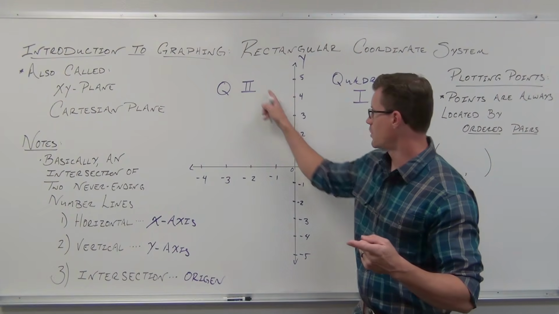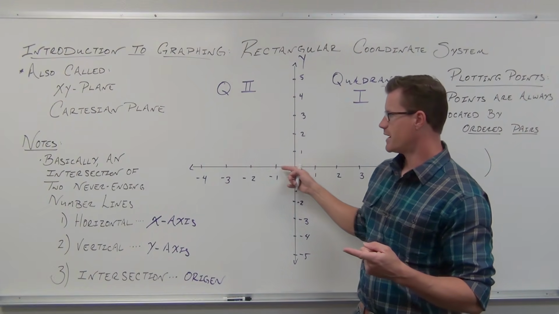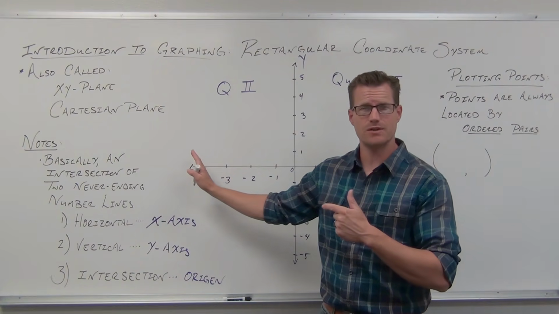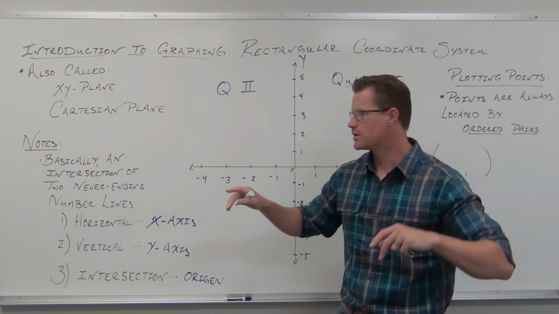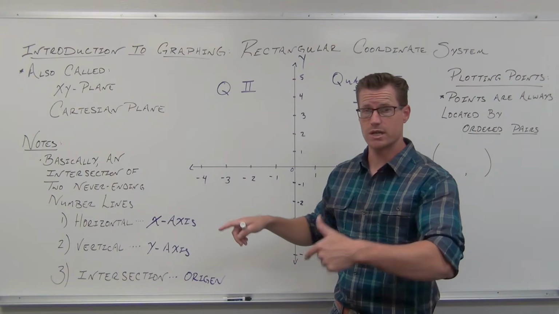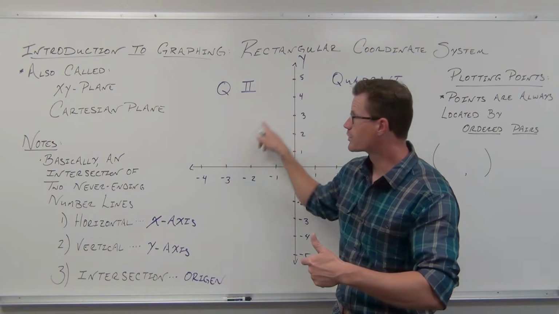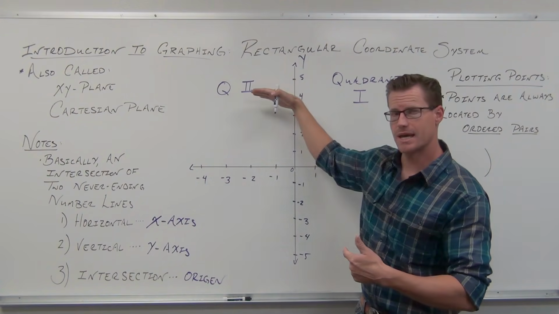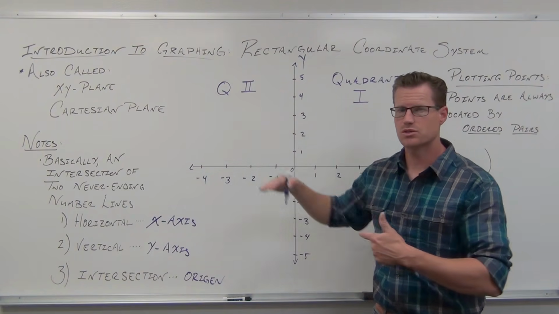Well, in quadrant 2, x values are moving to the left of 0. That's got to be negative x values. So every point, which we're going to get to in a minute, every point over here is going to have x values which are negative. Every point over here in quadrant 2 is going to have y values that are above the x-axis. Those are positive numbers. So this is interesting.